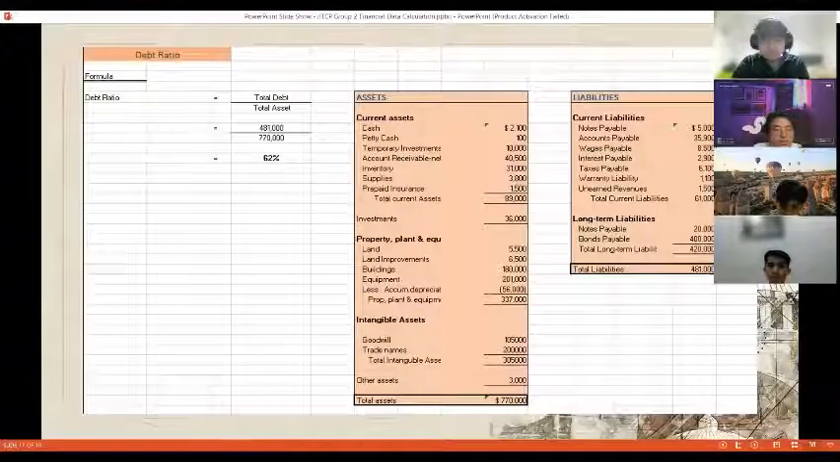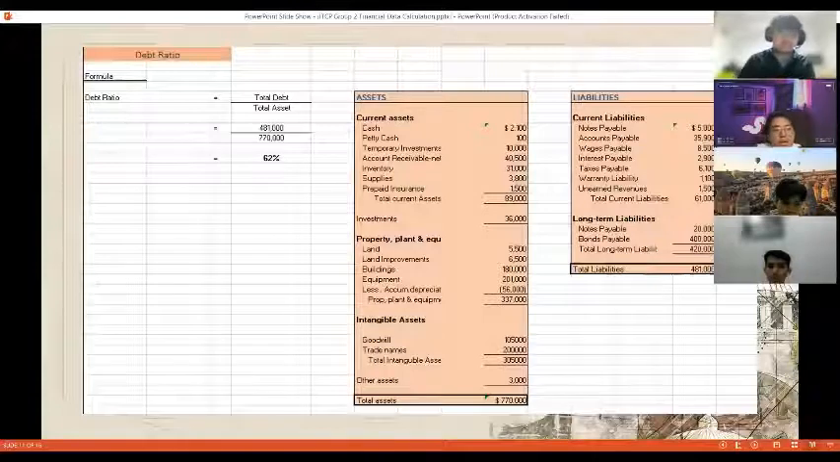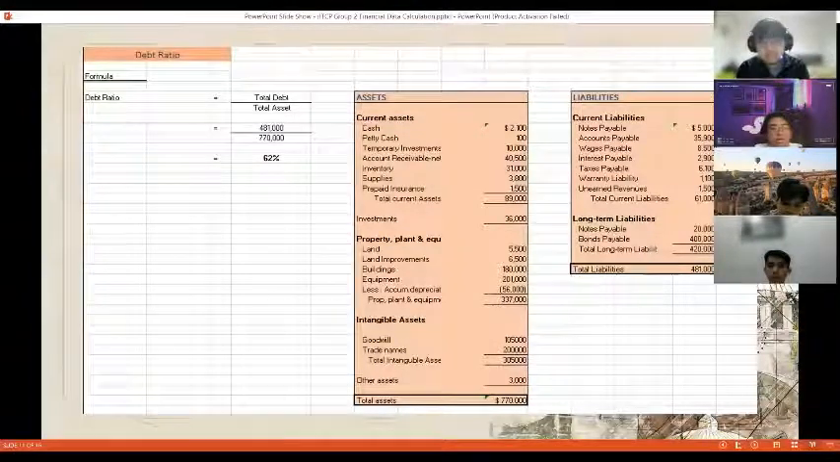This is the example of debt ratio. From the table beside, we will get the total debt of 481,000 and the total asset 770,000. Then we will get the debt ratio 62%.